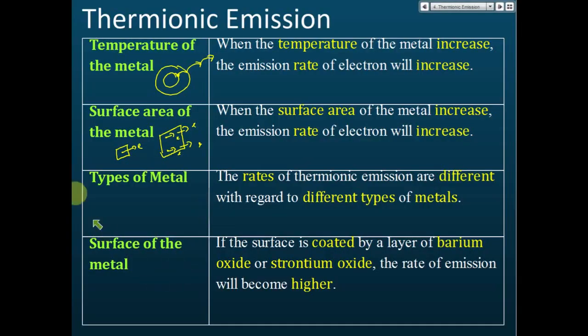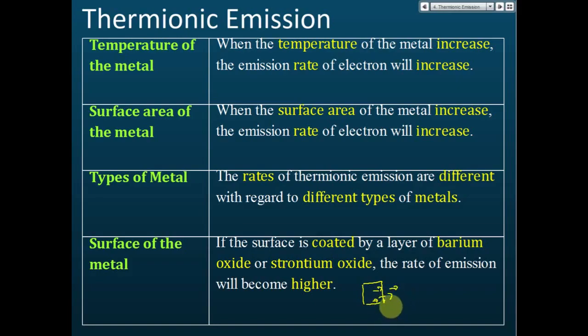Surface of metals. Why do we want to coat a metal with another material? For example, barium oxide and strontium oxide. Barium oxide and strontium oxide can release electrons more easily. Then why not just straight away use a piece of barium oxide? It can just release electrons, because it can release electrons easily, right?